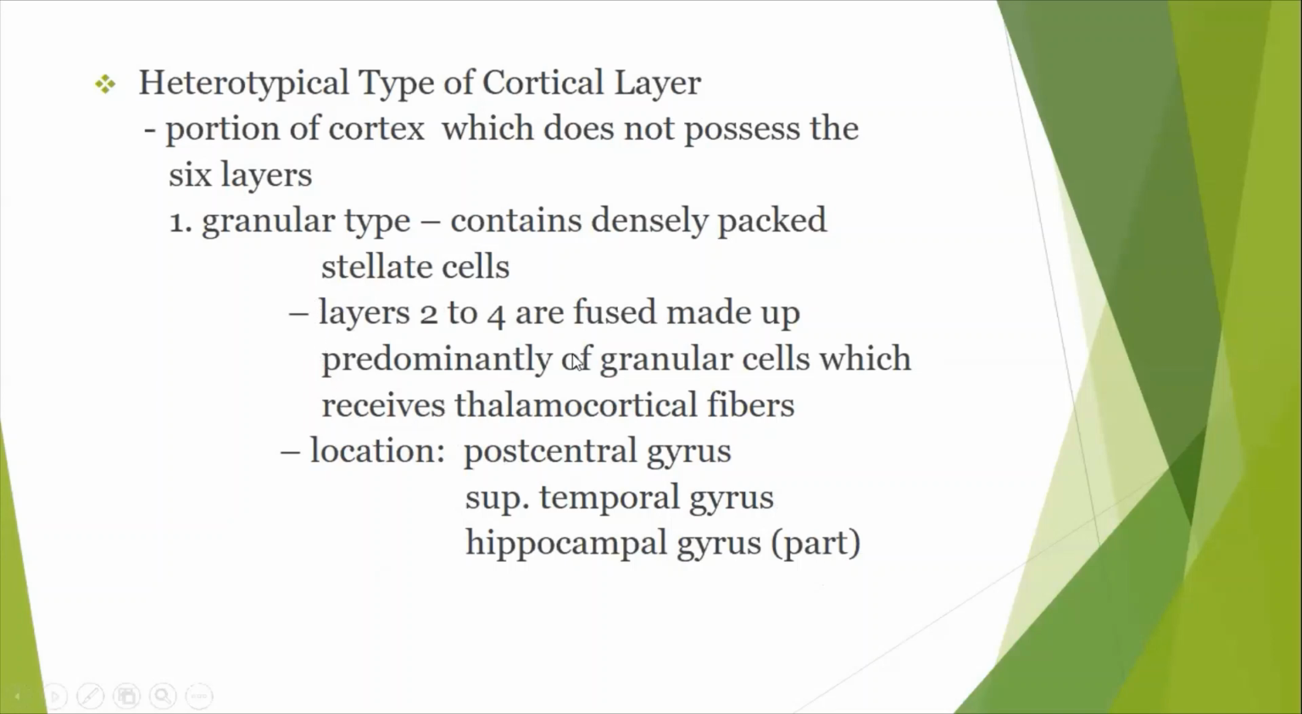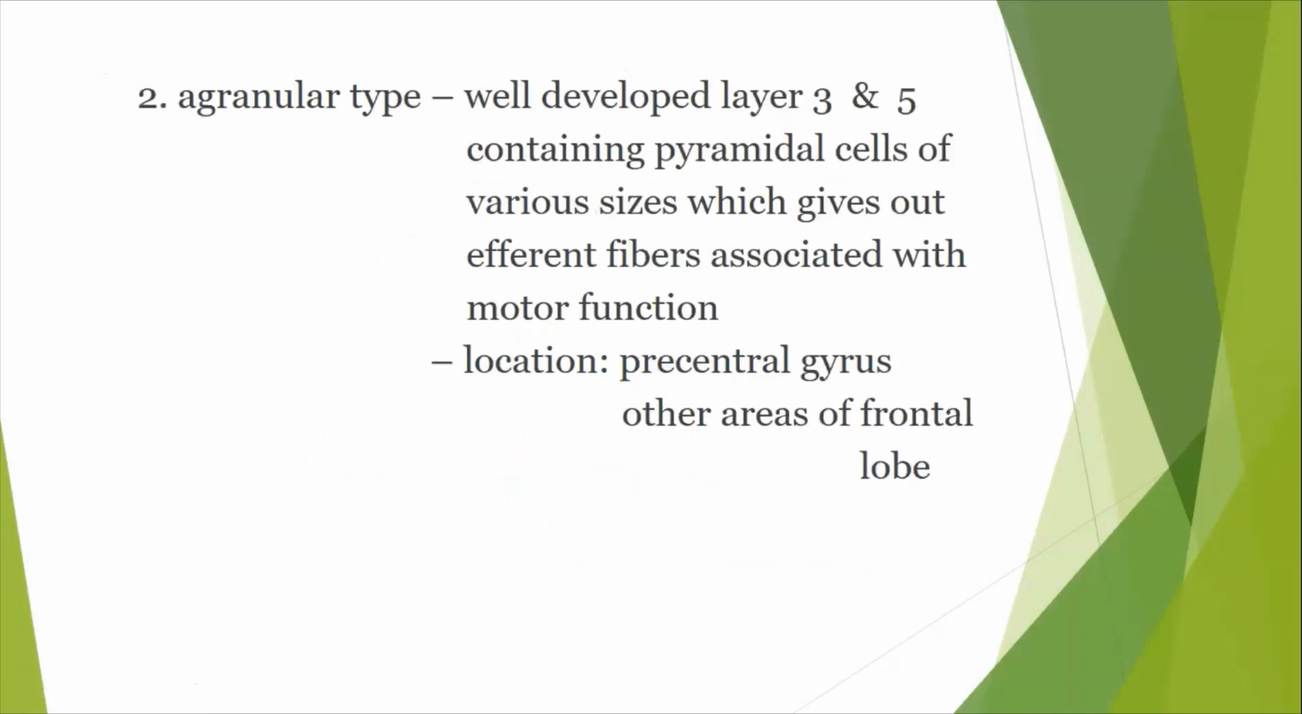Here it will be predominantly of the granular cells, which receive thalamocortical fibers. You can see this granular type of cortical layer in the post-central gyrus. So it will be from the post-central gyrus, it will be somatosensory. And the superior temporal gyrus and the hippocampal part of the hippocampal gyrus.